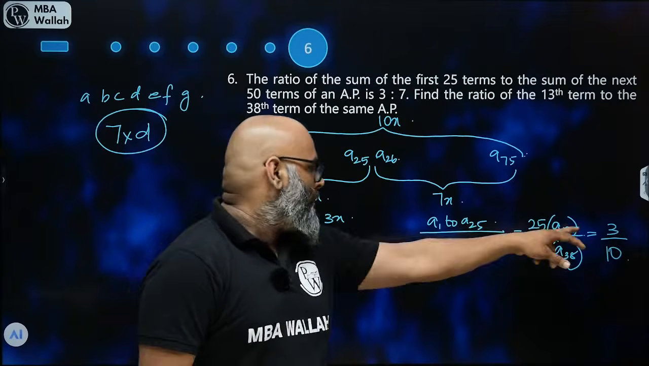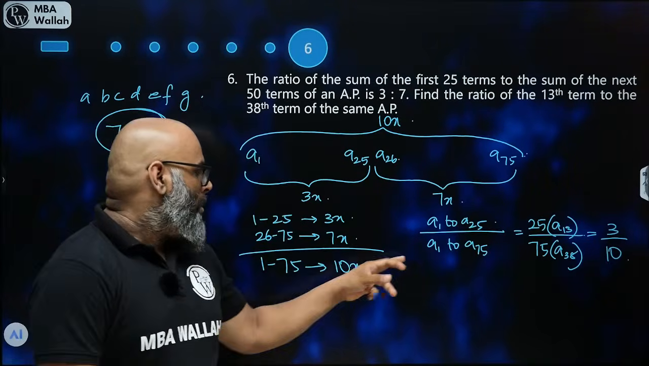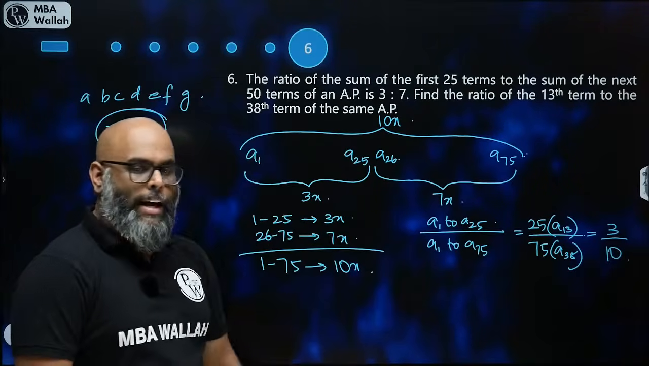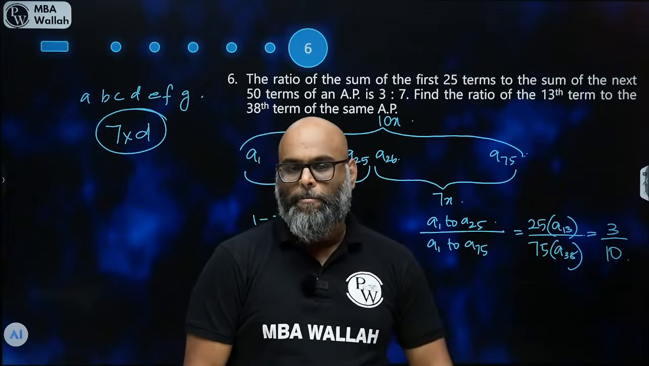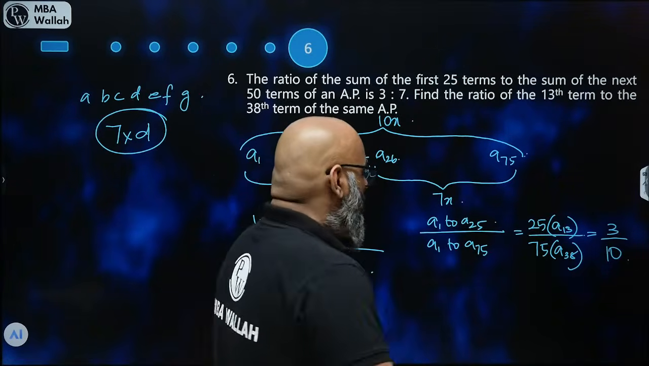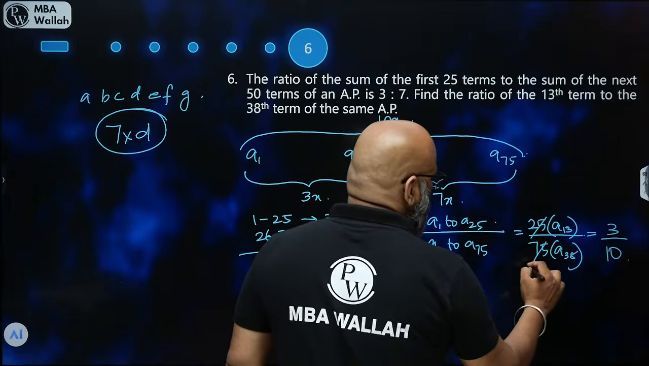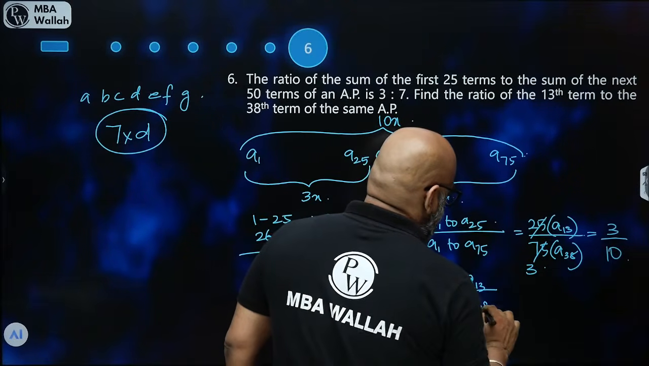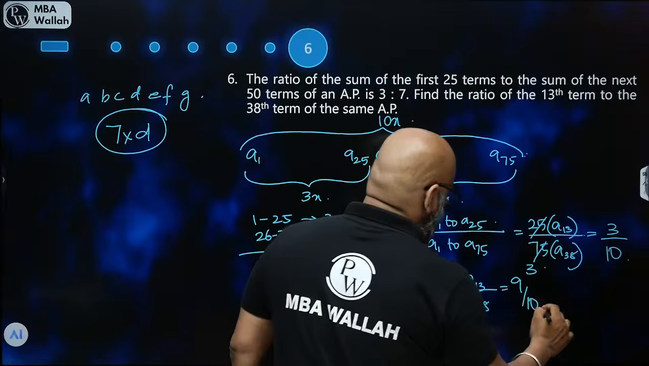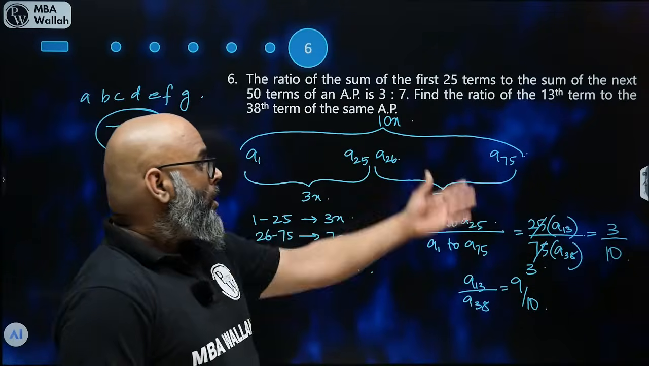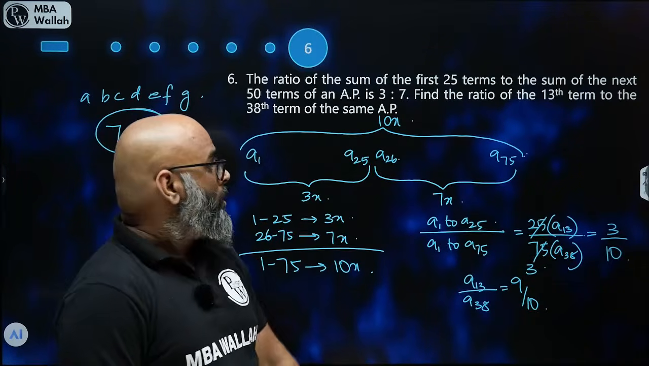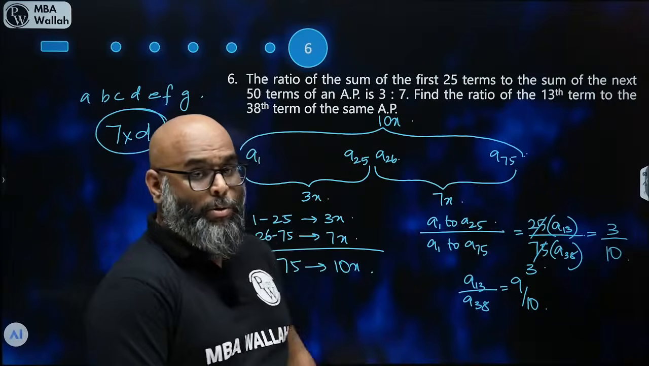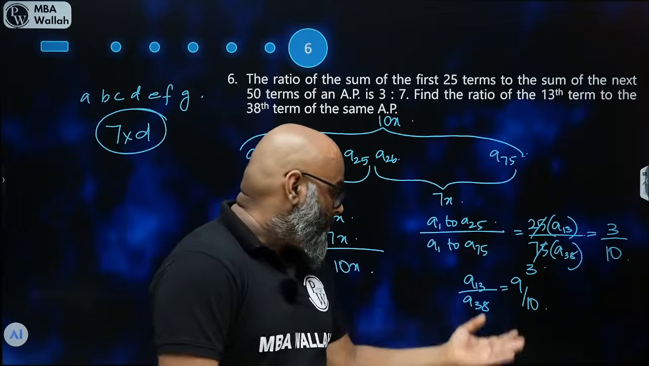Sum of the first 25 terms is 3x. Sum of the first 75 terms is 10x. I'm writing it as 3 by 10. Right? Or I can say 75, this gets cancelled, 3 times A13 by A38 is equal to 9 by 10. And that's exactly what the question is also asking. The ratio of the 13th term to the 38th term is what it is asking, which is 9:10.